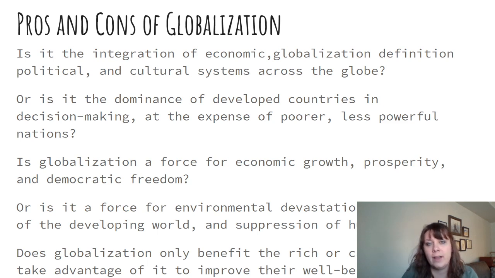Is it the integration of economic, political and cultural systems across the globe, or is it dominance of developed countries in decision making at the expense of poorer, less powerful nations? So what that's getting at is, sometimes when businesses have factories and stuff in other countries, it's because labor's cheaper, right? And there's the whole question of, is that right? Should those people be making less money?